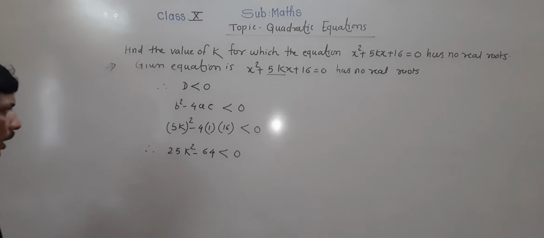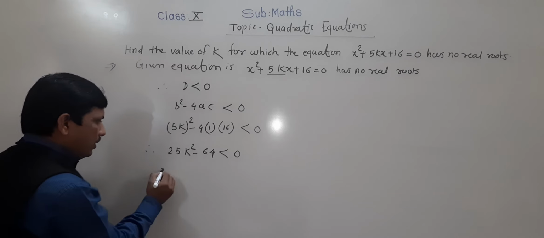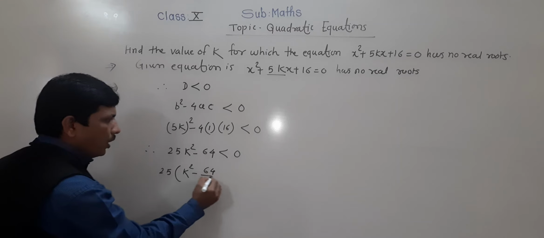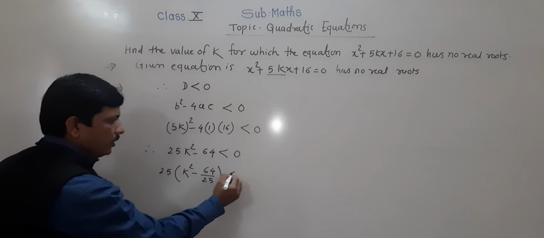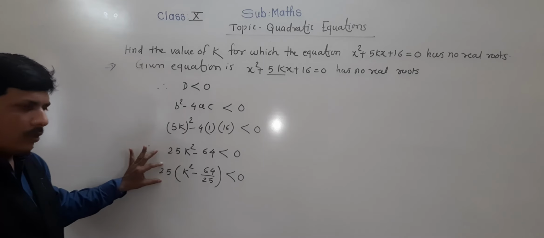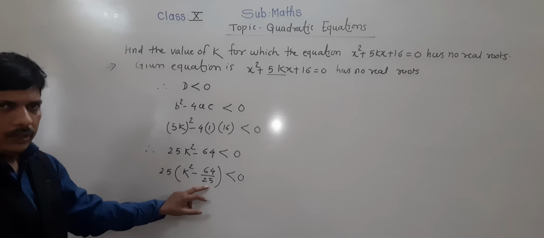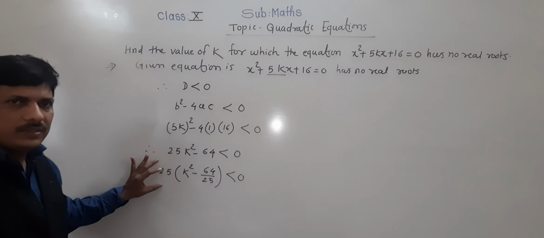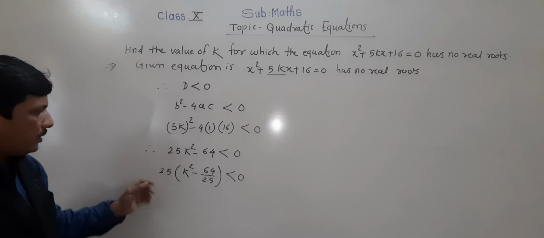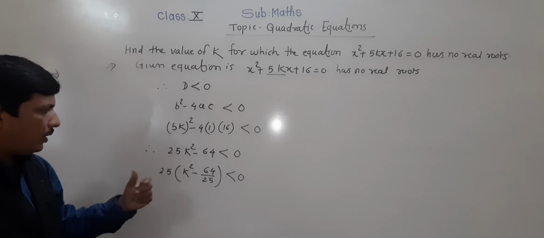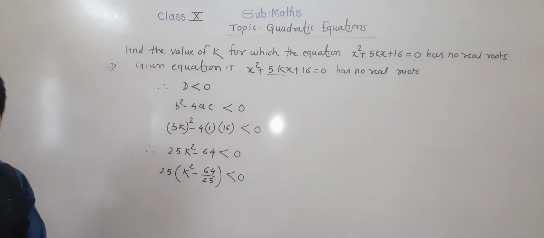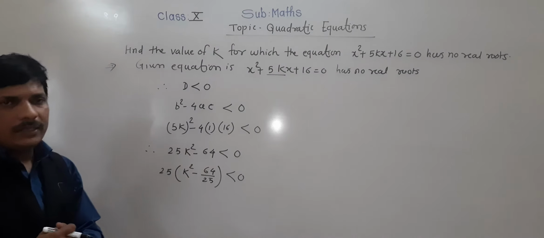Now suppose I write this equation as 25 into (k square minus 64 upon 25) is smaller than 0. We have taken 25 common and here we have divided by 25, which means this equation and that equation are the same. Why we are doing this, that also I will explain. 25 into k square is 25 k square, 25 into 64 upon 25, the 25 will be cancelled, 64 will remain as it is. So again you will get the same equation.